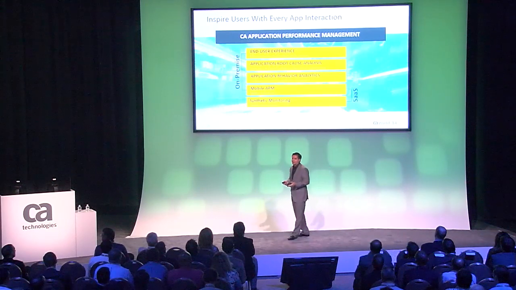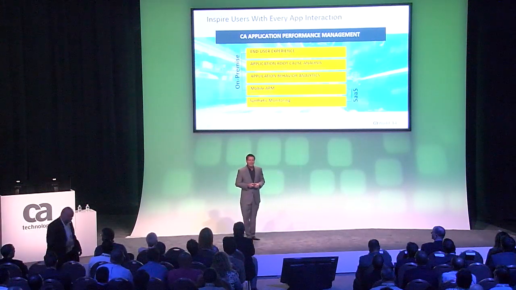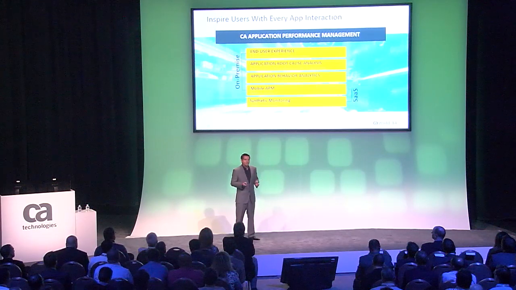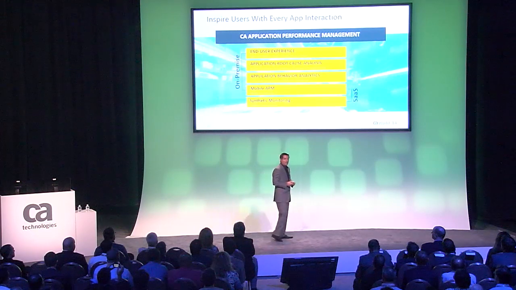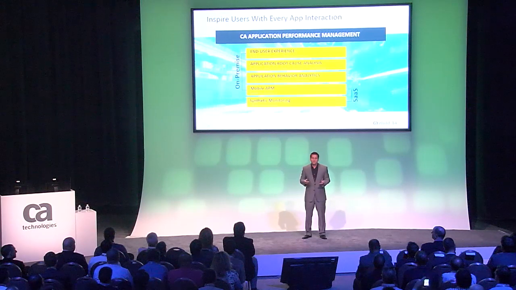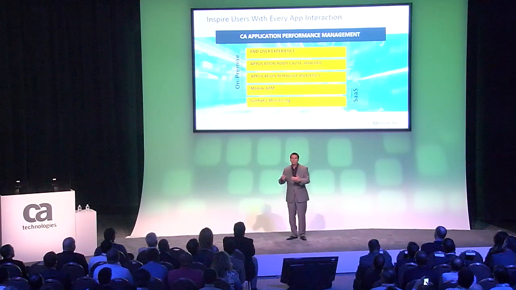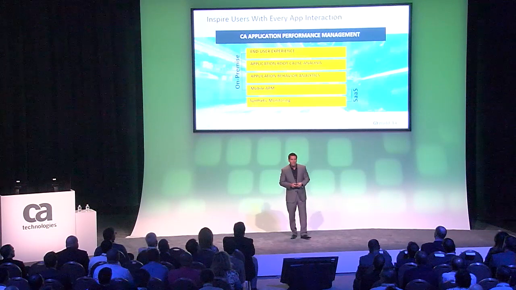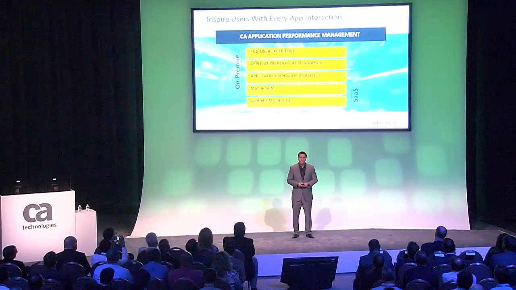Now, combined with this real user monitoring, we have the ability to provide application root cause analysis, which enables you to quickly identify and correct issues before they impact users. Now, at the last CA World, we introduced application behavior analytics. That allows you to identify patterns and anomalies for predictive analytics to give you the preemptive alerts before the problems actually occur.